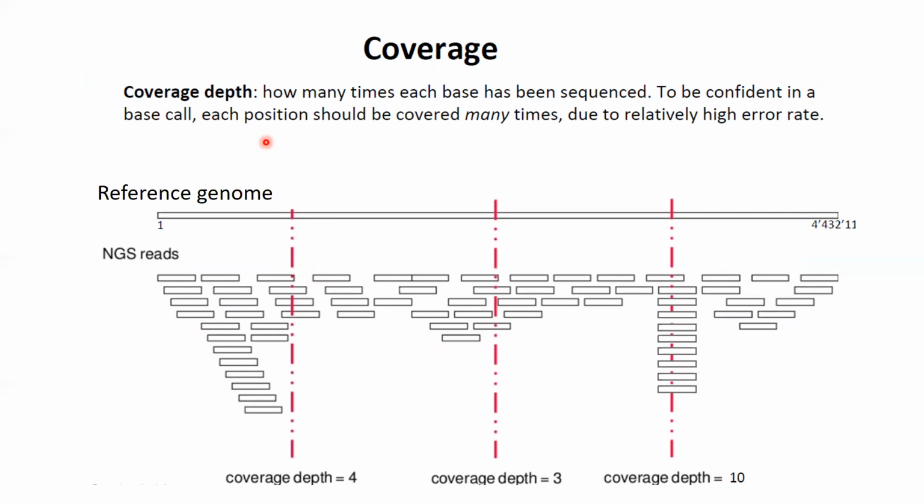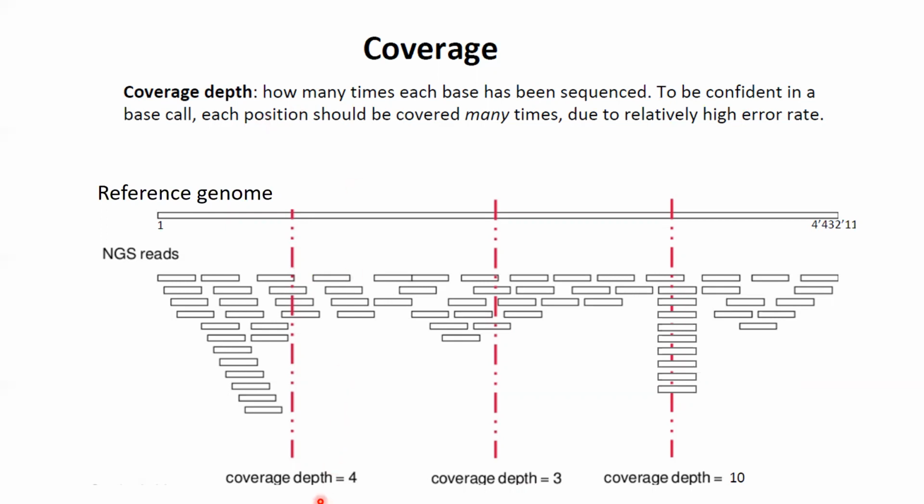Just one word on coverage, because that's something that you will be hearing a lot about. Coverage depth has to do with how many times each base has been sequenced, so how many reads support each base of our genome. To be confident in a base call, each position should be covered many times because, as I said, there is a little error rate introduced by the sequencer.